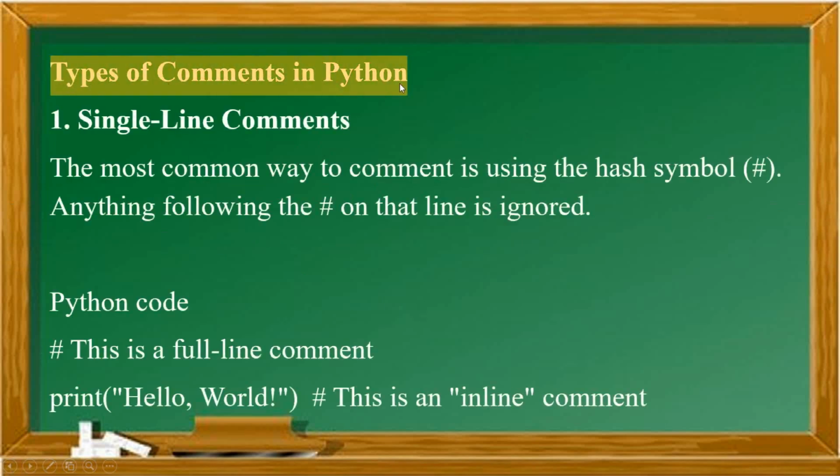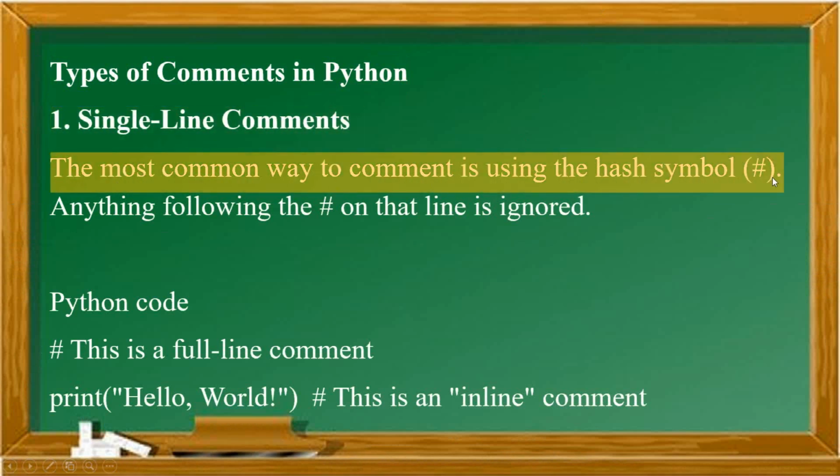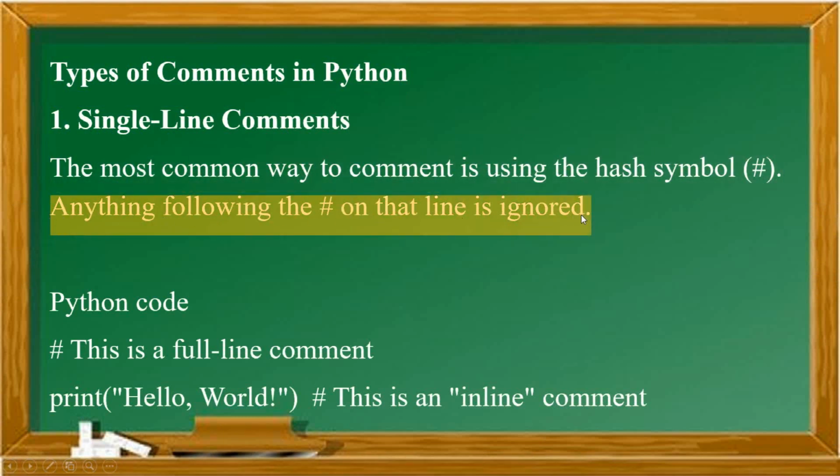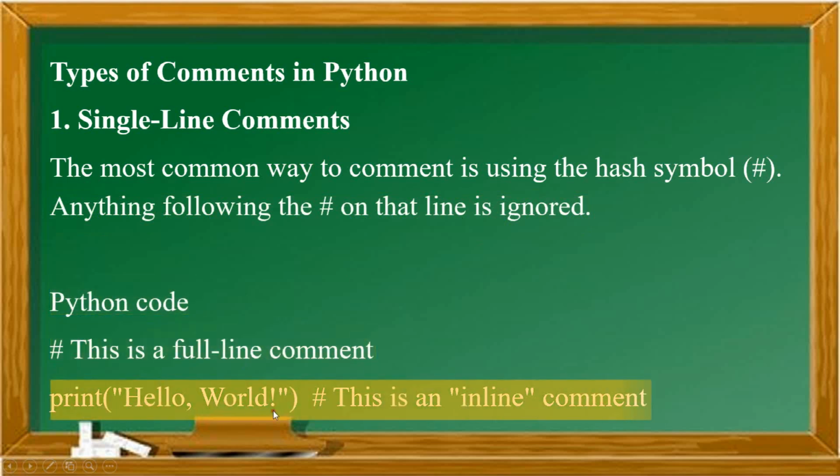Types of comments in Python. 1. Single-line comments. The most common way to comment is using the hash symbol. Anything following the hash on that line is ignored. Python code. This is a full-line comment. Print hello world. This is an inline comment.